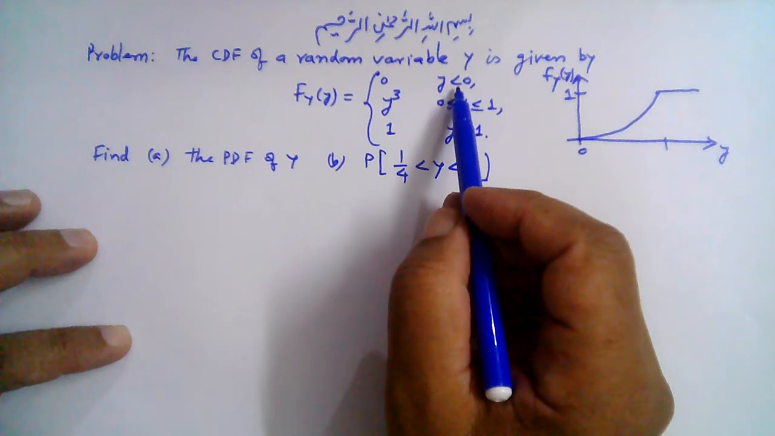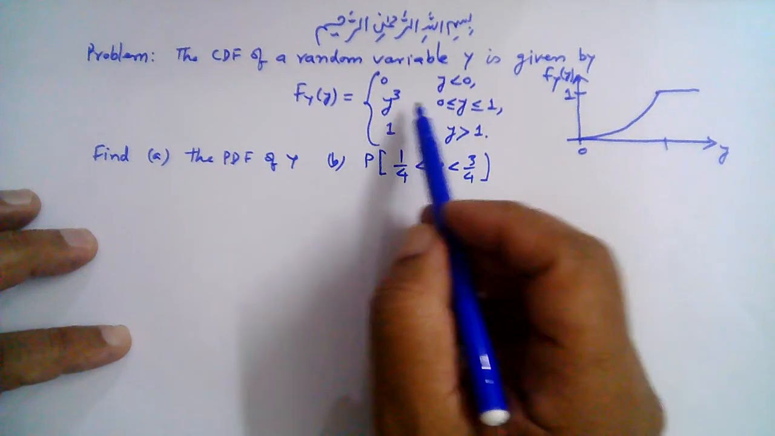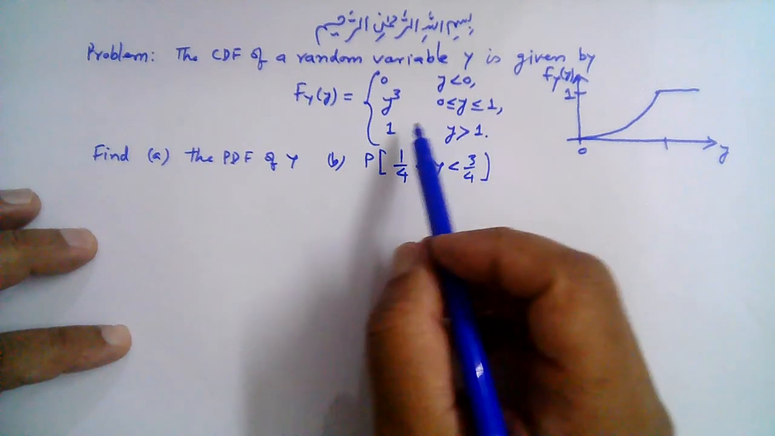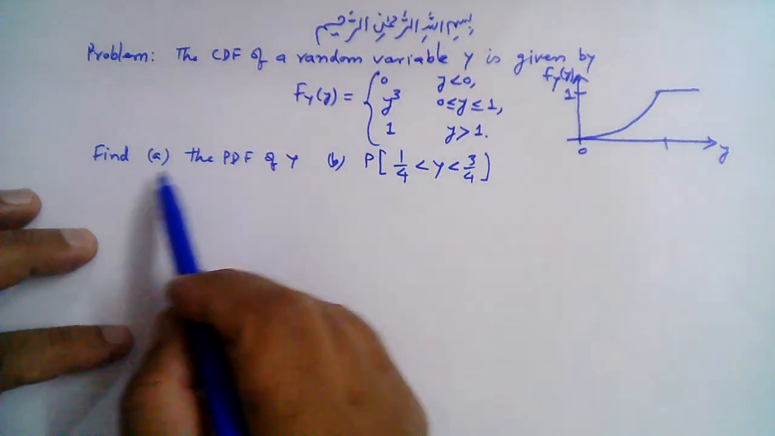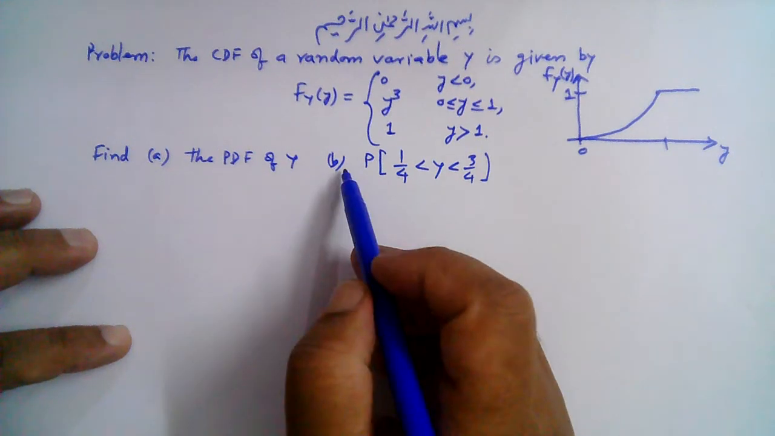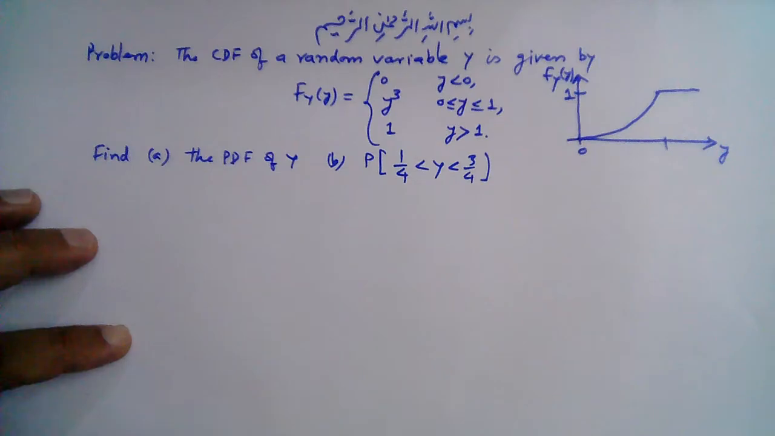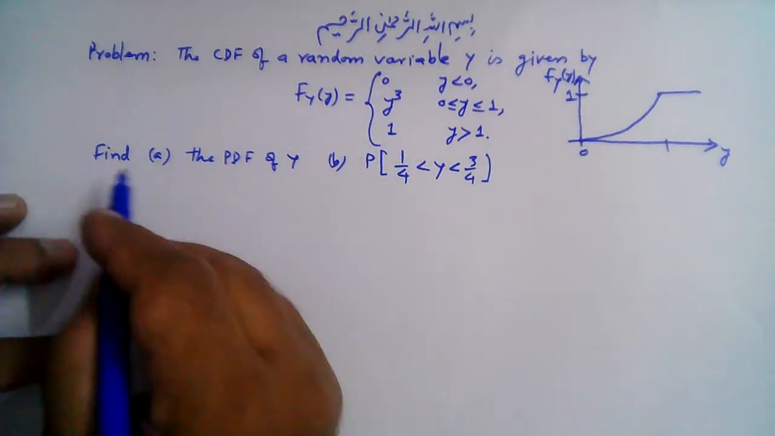The CDF of a random variable y is given by F_Y(y) equal to 0 when y is less than 0, y cubed when y is between 0 and 1, and 1 when y is greater than 1. And the plot is given here. Find part A, the PDF of y, and part B, the probability that y is between 1/4 and 3/4. So let's begin the solution.